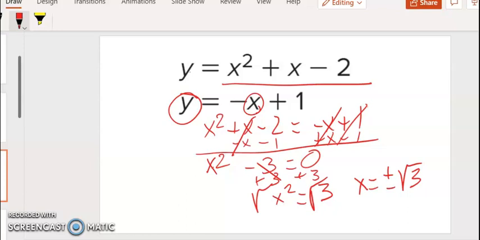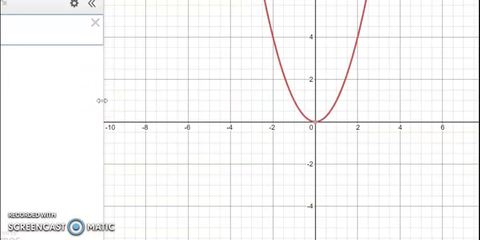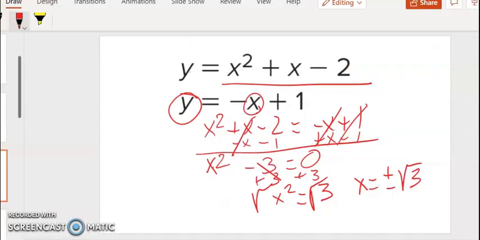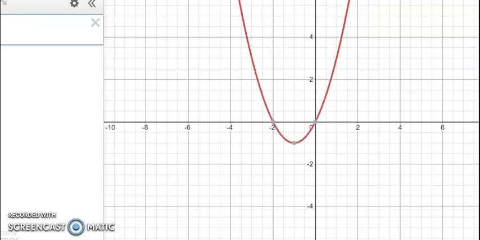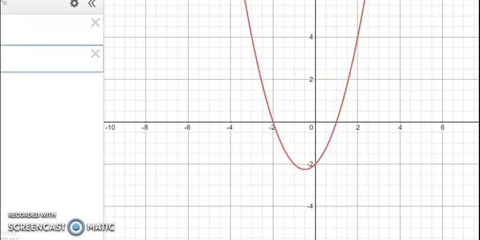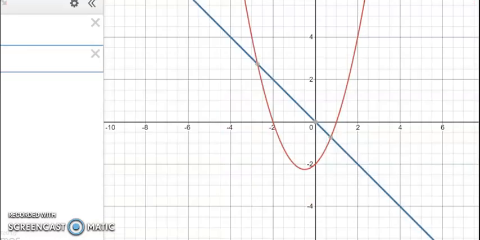So let's look at graphing. We're going to take this solution and graph it. In Desmos, you're going to type in x squared plus x minus 2. I put the plus and the minus in the wrong place, so x squared plus x minus 2. And then we're going to put in that linear equation we had too, negative x plus 1.